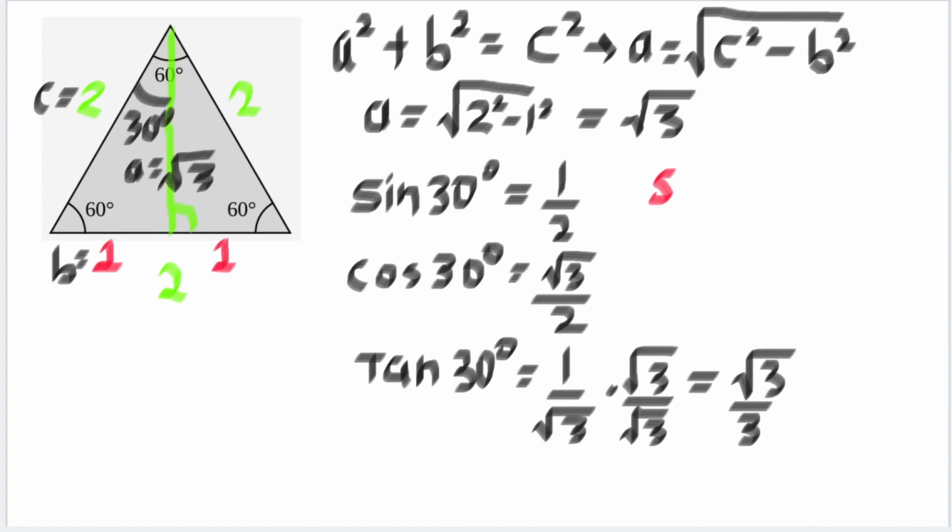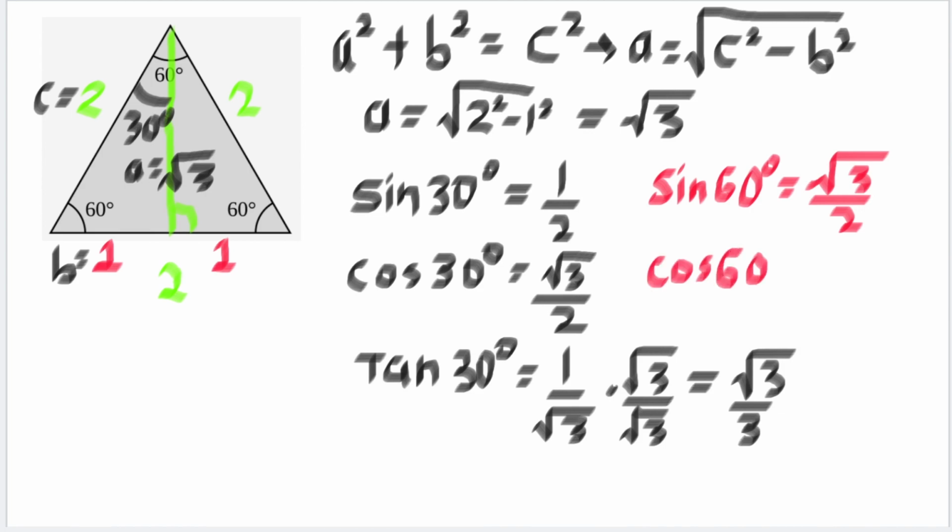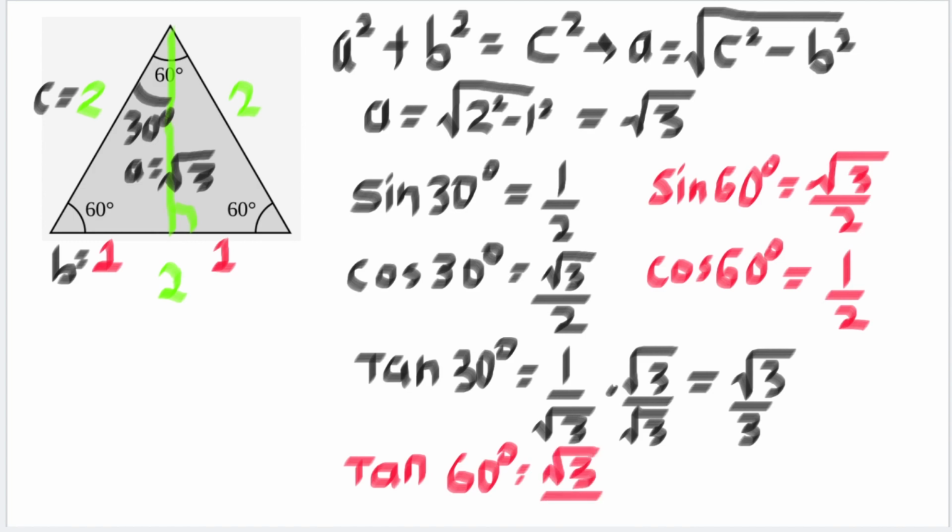Now let's do the same thing with 60 degrees. Sine of 60 degrees is equal to opposite of 60, which is square root of 3, divided by 2. 2 is the hypotenuse. And then cosine of 60 is equal to adjacent of 60 degrees, which is 1, divided by 2. So it's going to be 1 over 2. Finally, tangent of 60 degrees is equal to opposite. So the side that is opposite of 60 is square root of 3, and the adjacent is 1. So tangent of 60 degrees is equal to square root of 3 over 1, and that simplifies to square root of 3.